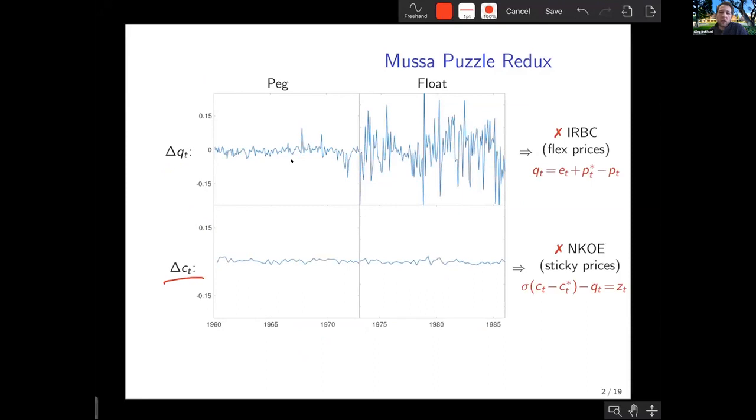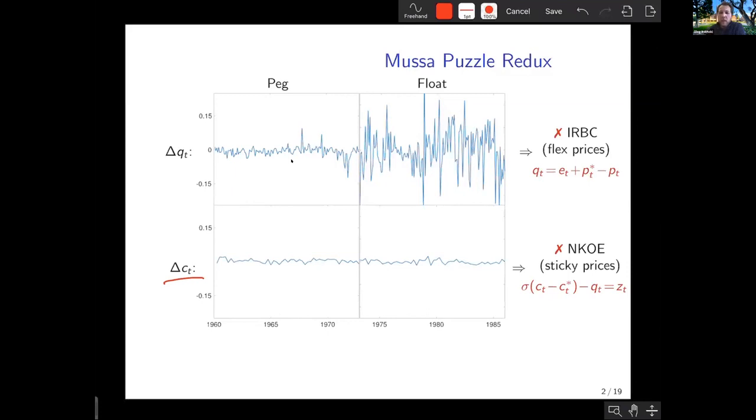Going from peg to a float, there was no noticeable change in the behavior of many macro variables, in particular consumption, but also output, inflation, GDP and many other macro aggregates, which did not really change their statistical properties. And so this, we argue, rules out the simple New Keynesian models with sticky prices, right? The reason is that in those models, they allow the real exchange rate to change its properties, but they would require other macro variables to change their properties as well.